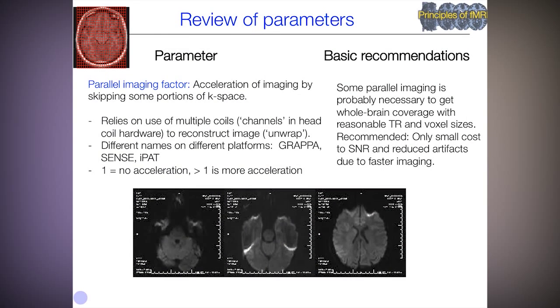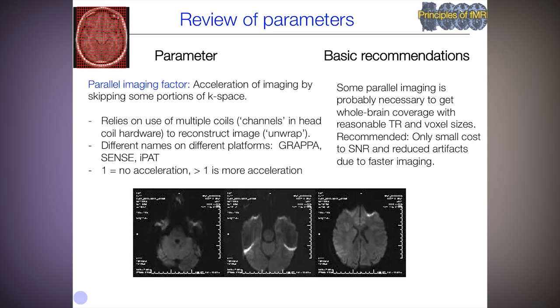Now with two more choices here. The next one is a parallel imaging factor. This refers to acceleration of the imaging in a plane within a slice by skipping some portions of k-space and essentially undersampling the image and then going fast. It relies on the use of multiple coils, also called channels, in the head coil to reconstruct the image and unwrap these things which are aliased and folded on top of each other.